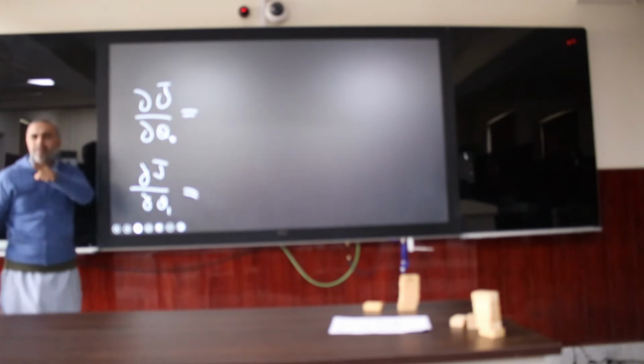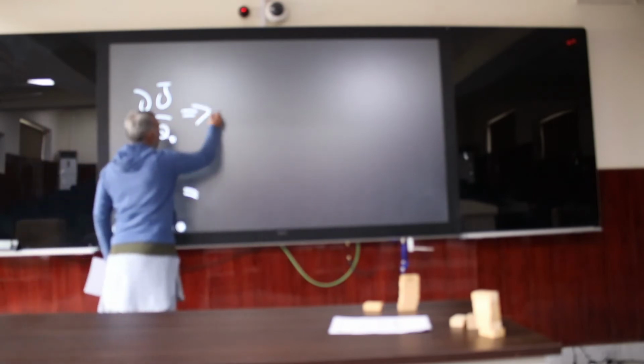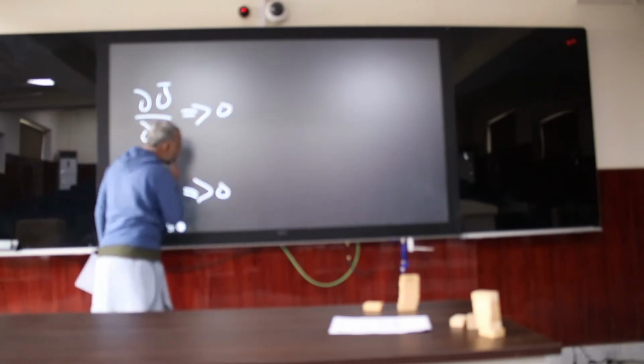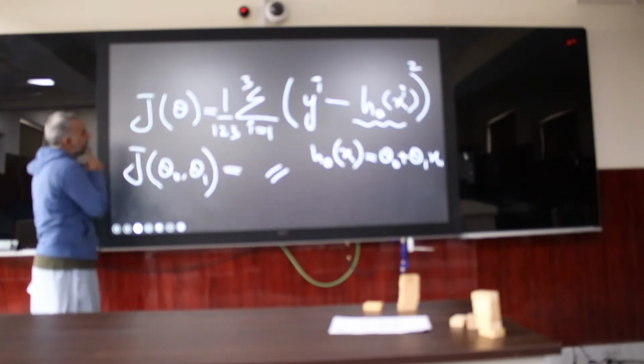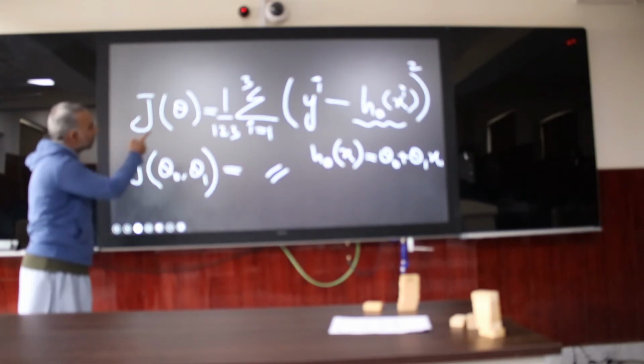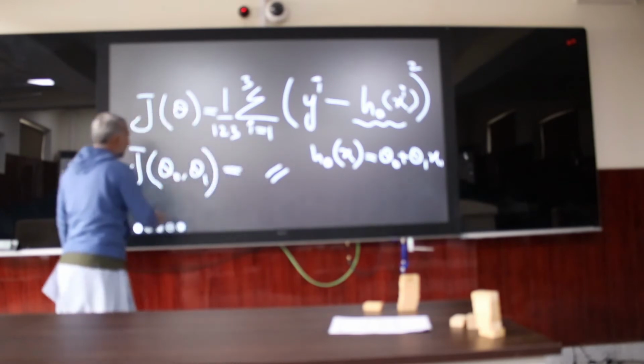Minimal. Do you remember? Yes, this is the thing. You need to approach this as equivalent to 0, and this as equivalent to 0. Then you will determine the value of theta naught. So here, first you remember this formula, and you need to substitute the value of this.